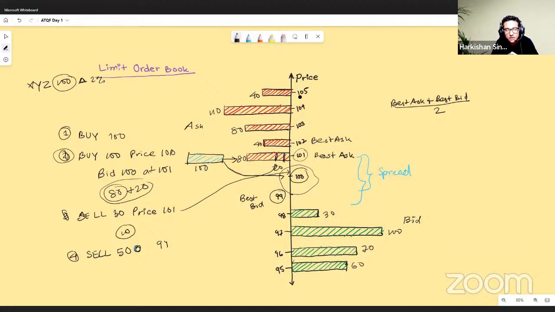But suppose you want to execute a buy order of, say, 10 shares. Here it will be shown as 100, but you will get executed at 105. So a $5 difference. It's huge. I hope you understand the limit order book. Now let me continue with the slides.